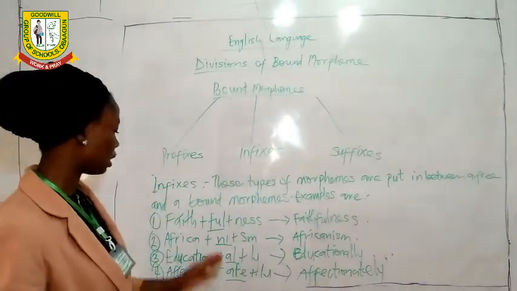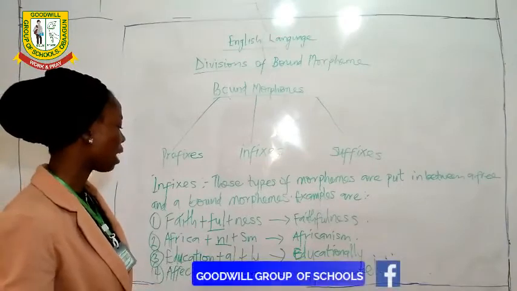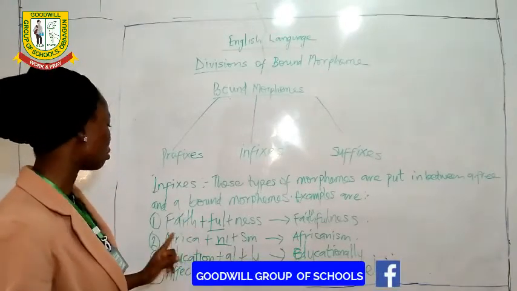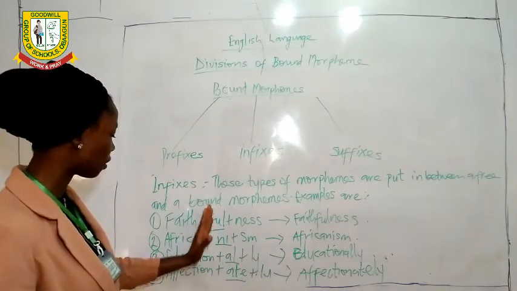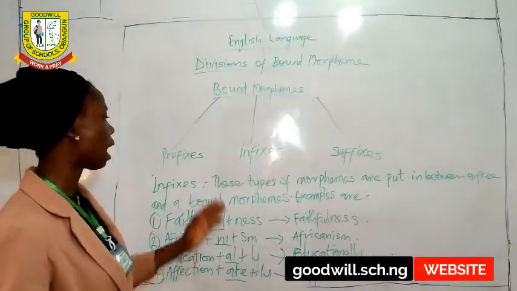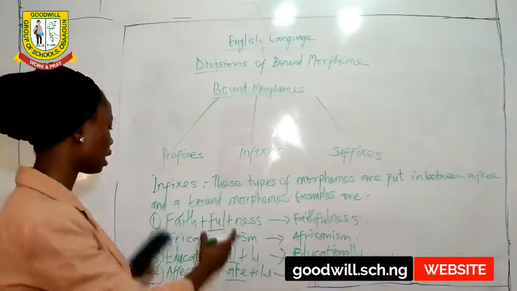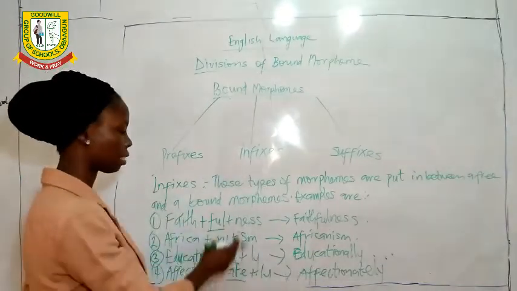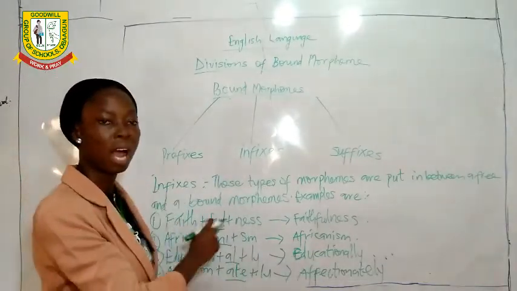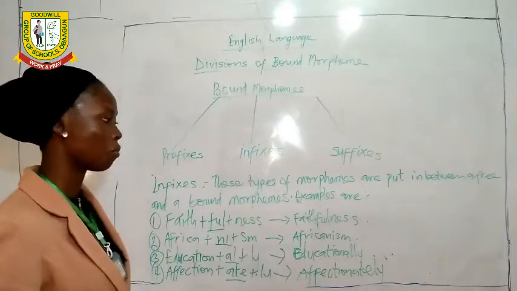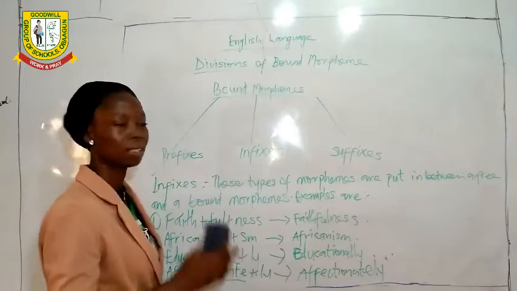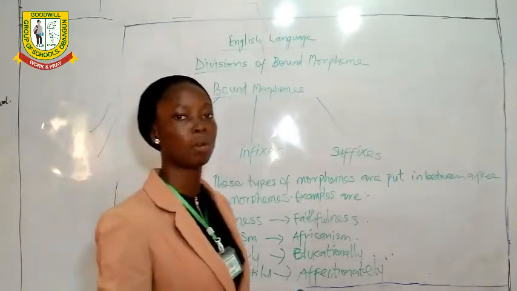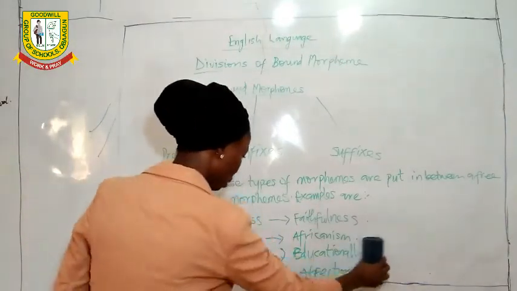The part of the word underlined here, which are bound morphemes, are the ones inserted in between one free and one bound morpheme. So all these examples are seen as infixes because they are put in between, or inserted in between, one free morpheme and one bound morpheme. Let me do what I did the other time for me to write the definition as well as the word examples of suffixes for you.